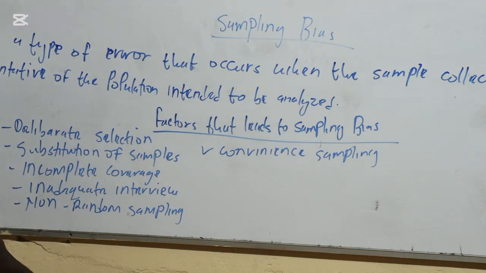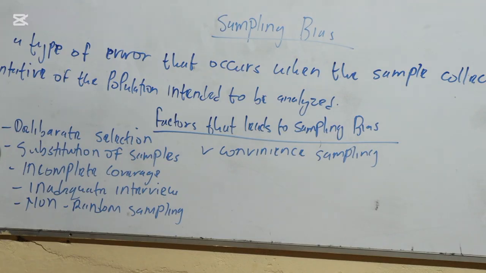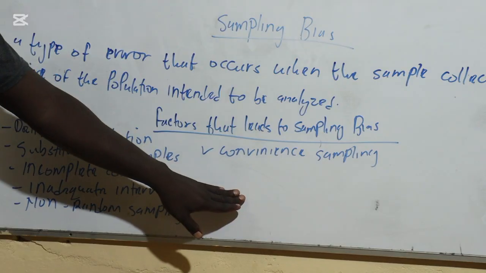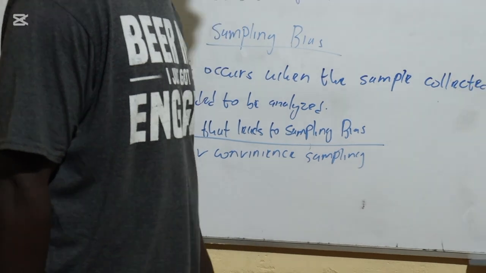And lastly, convenience sampling. As we remember yesterday, we said that convenience sampling is picking or taking samples based on availability or accessibility, those which are available. So when we pick the samples which are available, they may not meet the requirements of the sample that we need.